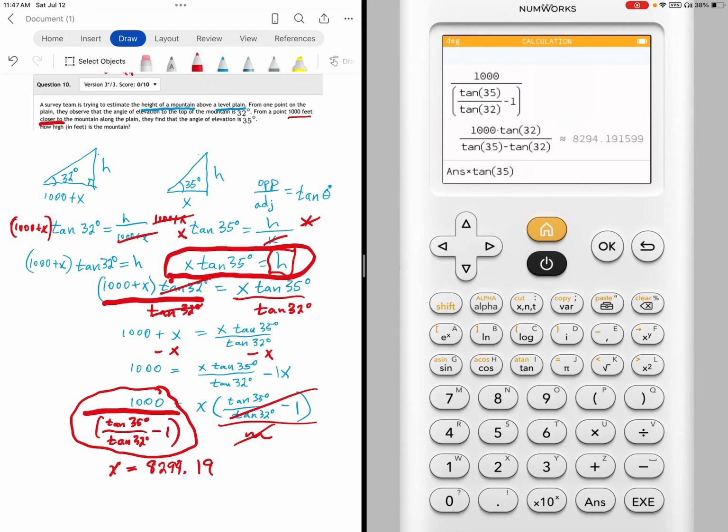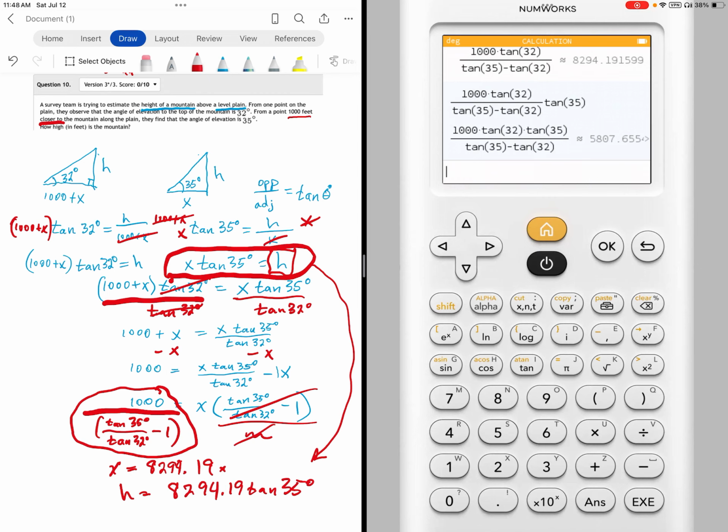Okay, so taking this number, h is equal to 8294.19, all that going on, times the tangent of 35 degrees, and that's coming directly from that point there. And then when we hit execute, we get that h equals 5,807.66 if you want to round it. It never really said what to round it to. But you've got all the decimal places there, and this is the correct answer to this question.